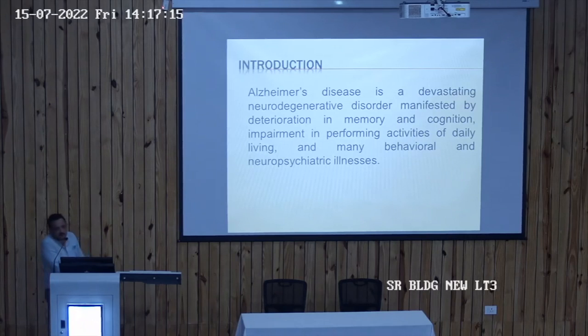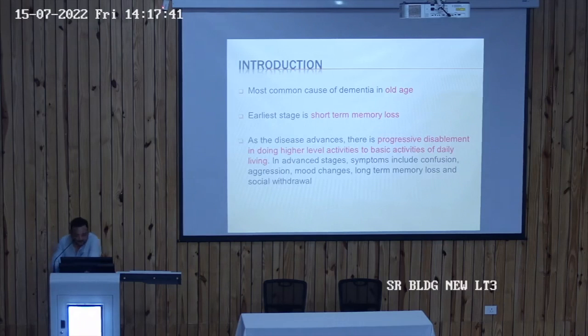So what happens? We have our neurons in the brain which are involved in memory, cognition, and coordination of the activities. So with age or with some neurological insults, those neurons got damaged. How? Any risk factors? First is old age, as I have told you. After 65 years of age, there is more chance of having Alzheimer's disease.